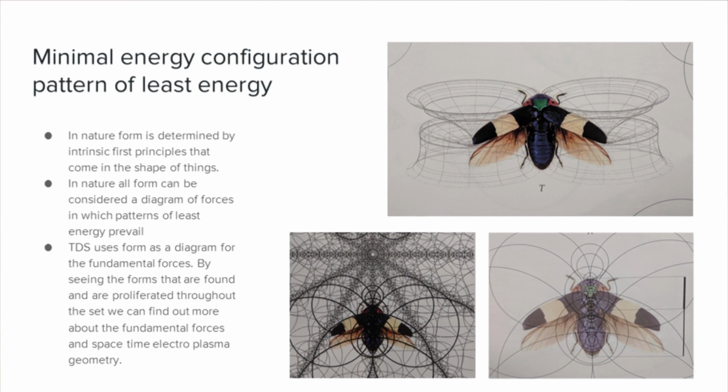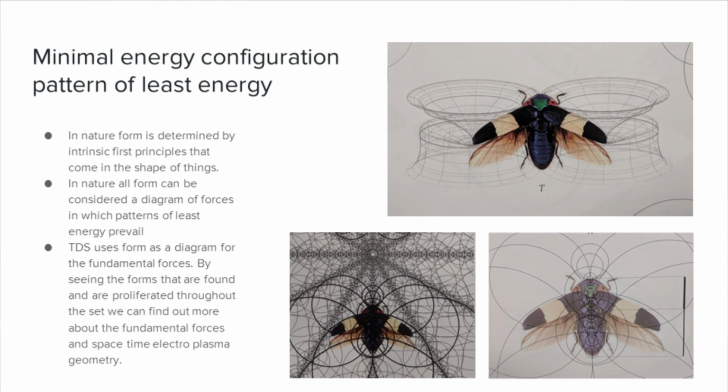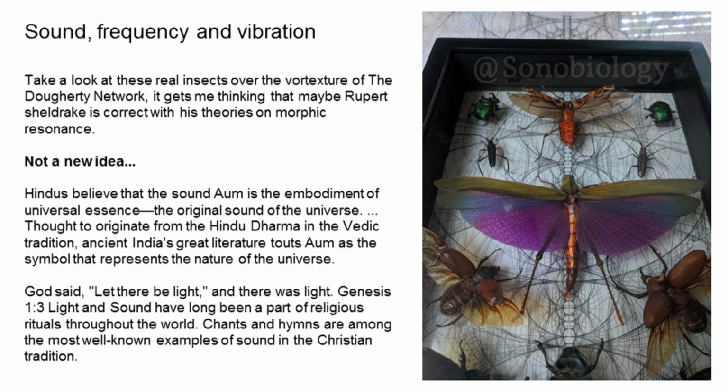If anything is living, you are the sun reflected and condensed down into a plasmoid. I'll get into that later. The Dougherty set uses form as a diagram for the fundamental forces, by seeing the forms that are found and proliferated throughout the set. We can find out more about fundamental forces and space-time electroplasma geometry. Sound, frequency, and vibration. Take a look at these real insects over the vortexture of the Dougherty network.